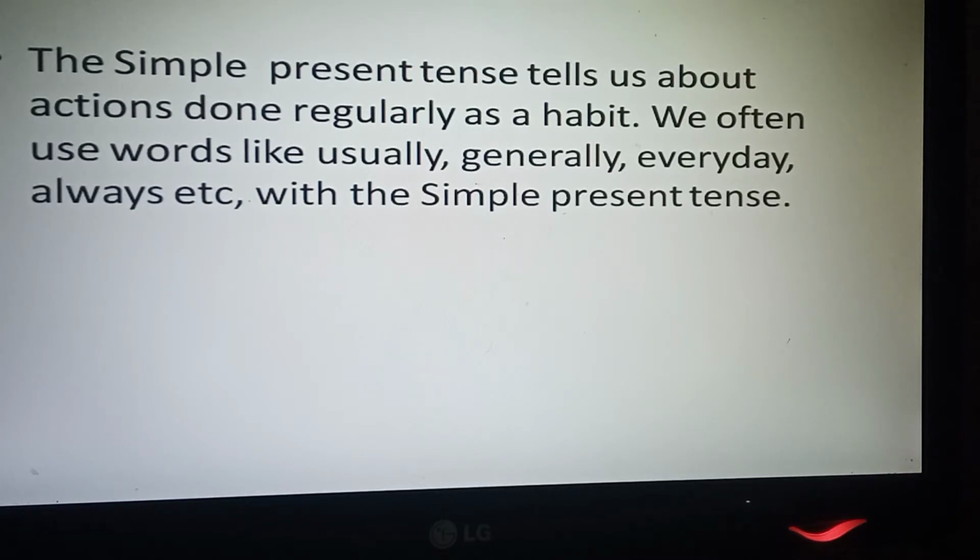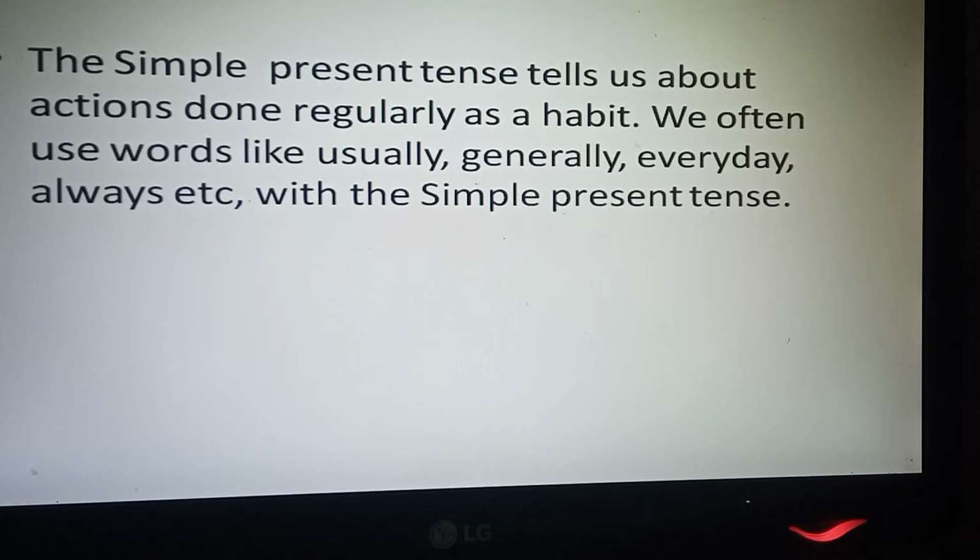Simple present tense tells us about an action done regularly as a habit. We often use words like usually, generally, every day, always, etc. with the simple present tense.